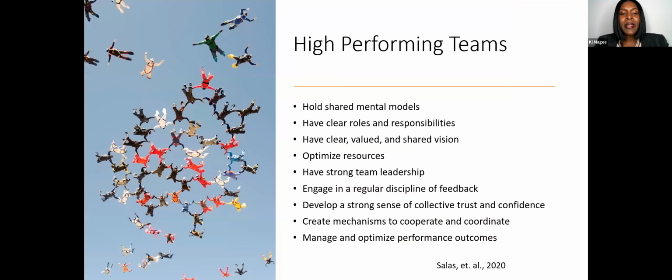And of course, we don't want to just hand over a large type of investment and these type of huge expectations to just any team, especially one that's not ready. Here are some indicators that you're working with a team that's ready for this type of increased trust and the loosening of control. They hold shared mental models. They optimize resources. They create mechanisms to cooperate and coordinate. And they find a way to connect and gain shared understanding so that they can maximize performance outcomes.